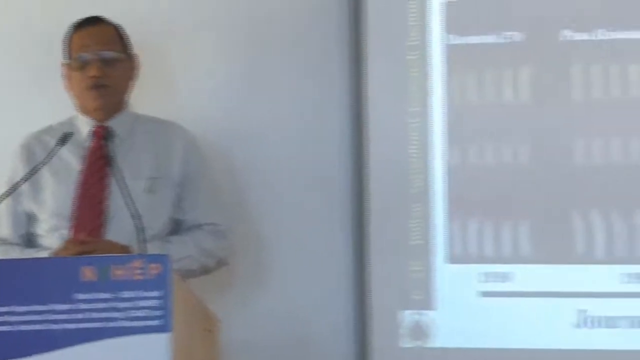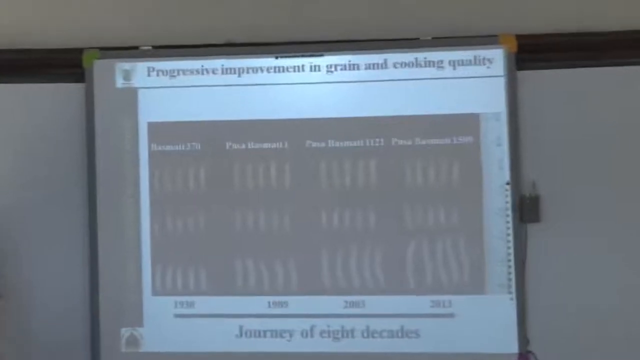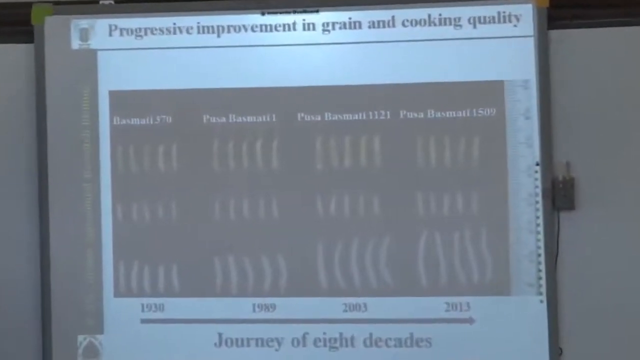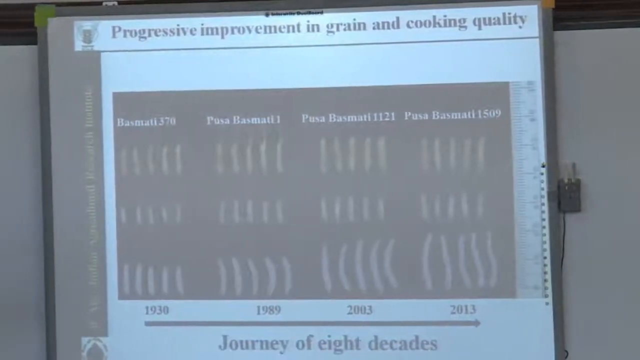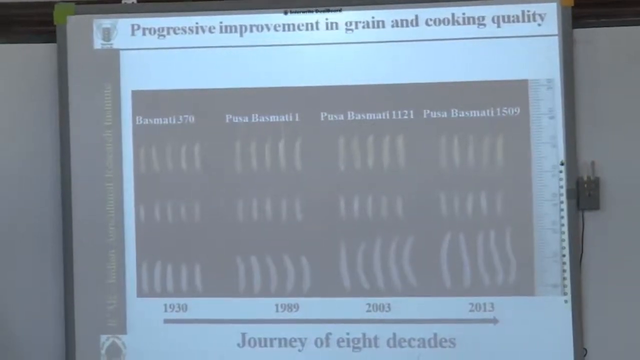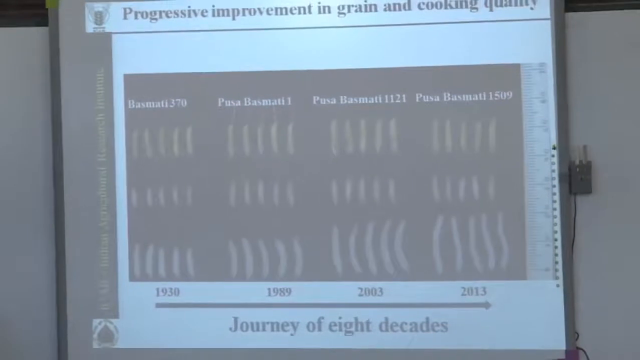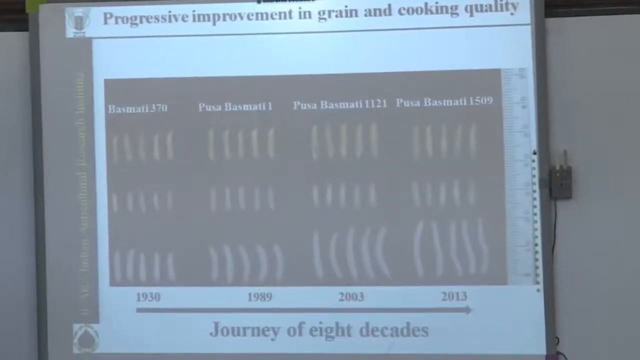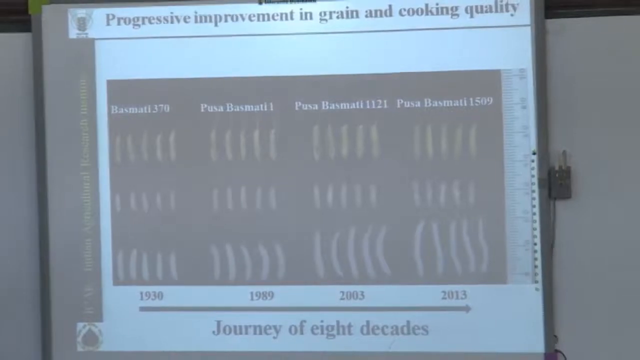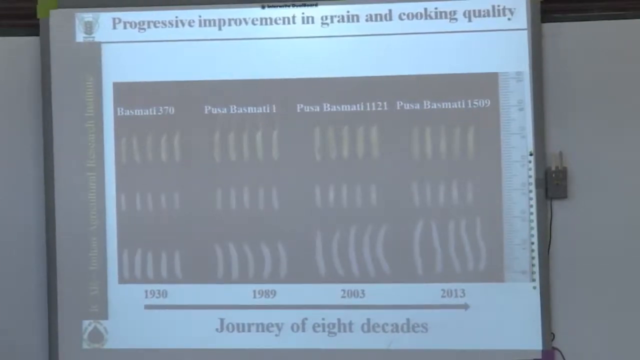If you look at the journey of the basmati breeding program, starting from 1930, when the first variety, Basmati 370, was released, the grain length on cooking in this case is just about 13 millimeters. But subsequently, the varieties which came, like Pusa Basmati 1 in 89, 2003, and 2013, 1509, have got substantial improvement in grain length.